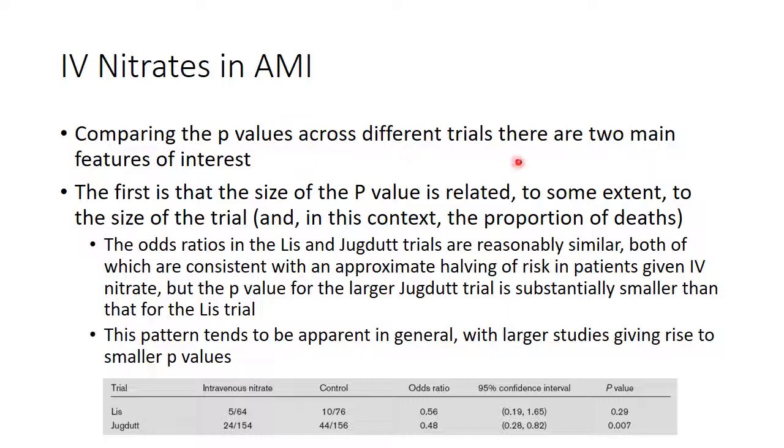So comparing p-values across all those trials is going to offer two main features of interest. The first is that the size of the p-value is related to some extent to the size of the trial. And again, the larger your sample size, the more likely you are to see smaller p-values, right? Because this means you have more statistical power. You guys remember that from the last lecture. So again, looking at the drug trial, we see 154 patients in each group, roughly, versus just 64 and 76 in this list trial. We can see the p-values end up getting a lot smaller. So again, more people in your trial, more power to see a true difference if one actually exists. Okay, it means you're less likely to make a type 2 error. So this is what we see in general in larger trials.